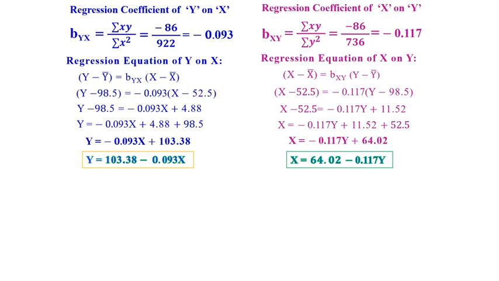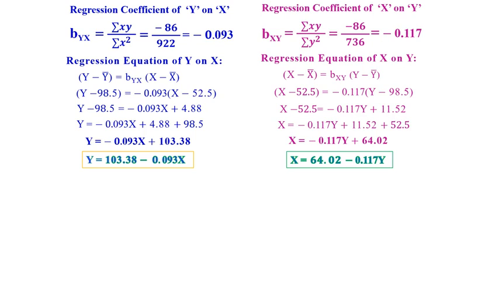Okay, this is x on y, that is when age is taken as the dependent variable and blood pressure is taken as the independent variable. Then x equals 64.02 minus 0.117 y. When you take blood pressure as the dependent variable and age as the independent variable, y equals 103.38 minus 0.093 x. This comes on the basis of the given variables in the given problem.